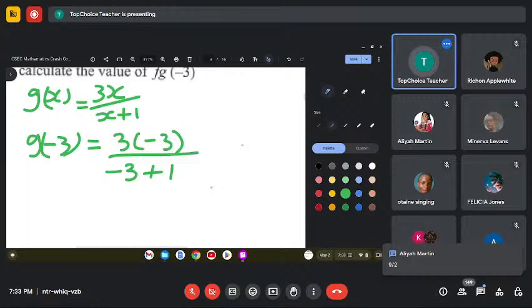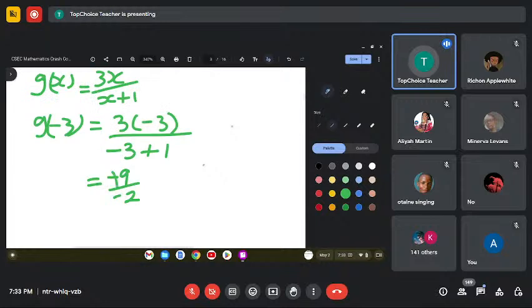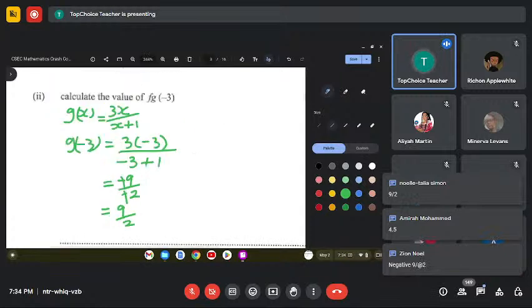What would this work out to be? Negative 9 over negative 2. Very good. And these negatives could cancel, because a negative divided by a negative is a positive. So this answer is the same as positive 9 over 2. 9 over 2 is the answer for this one.